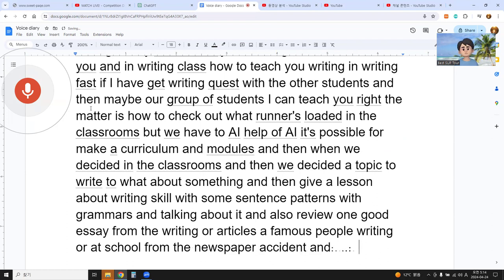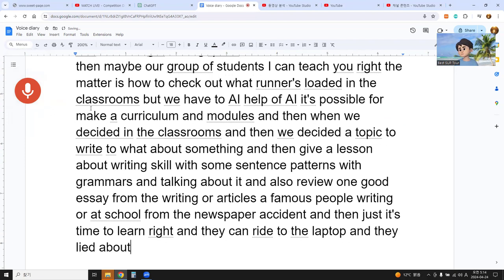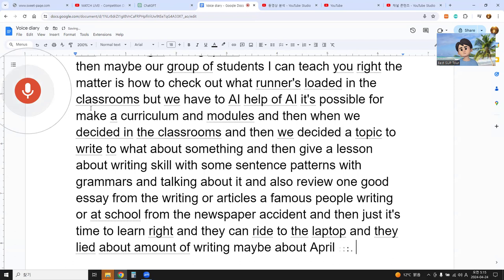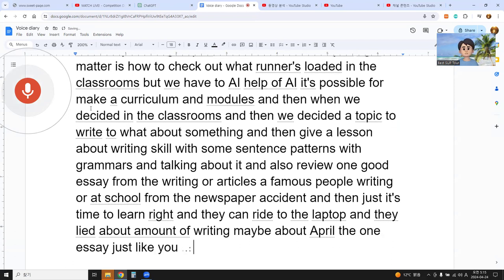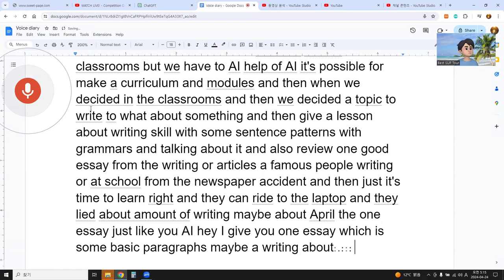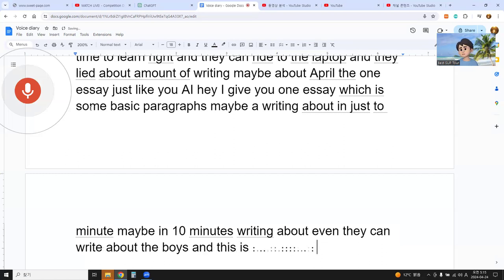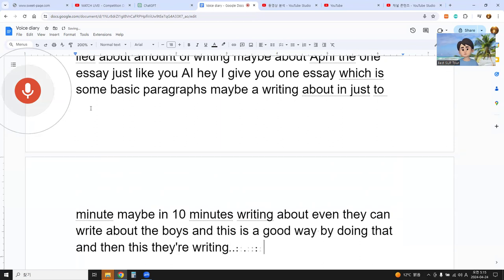After that, it's time for learners to write. They can write on their laptops, about the amount of one A4 essay, just like AI gives, with some basic paragraphs. Maybe they write in just a minute, or maybe in 10 minutes. They can even write using their voice. It's also a good way to do that, and then they can work separately.